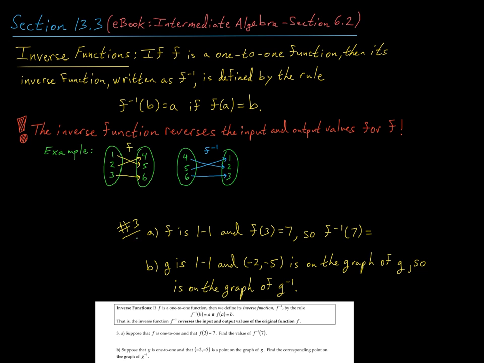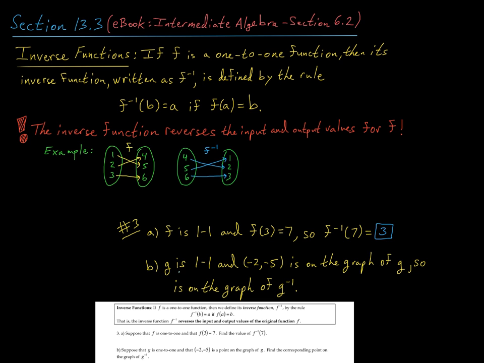Okay? Now question 3 on the worksheet says if f is 1 to 1 and f of 3 is 7, then f inverse of 7, what would that equal? Well, it's just, again, reversing inputs and outputs. So f inverse of 7 would be 3.